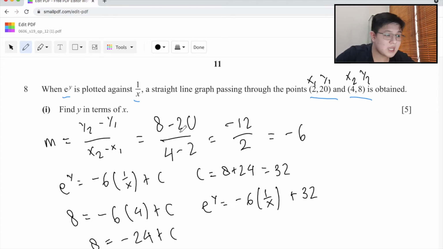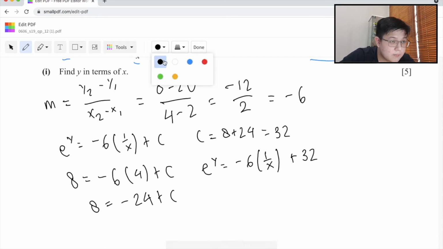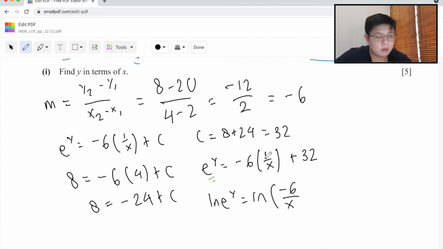But now they're asking us to express the equation in terms of y and x. So we should remove this e and make y the subject here. So to do that, we have to put ln on both sides. So ln e^y is equals to ln of (minus 6 over x plus 32), because we could put this minus 6 over the x now, plus 32.